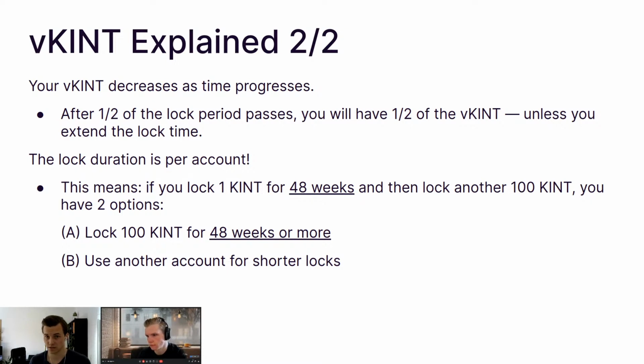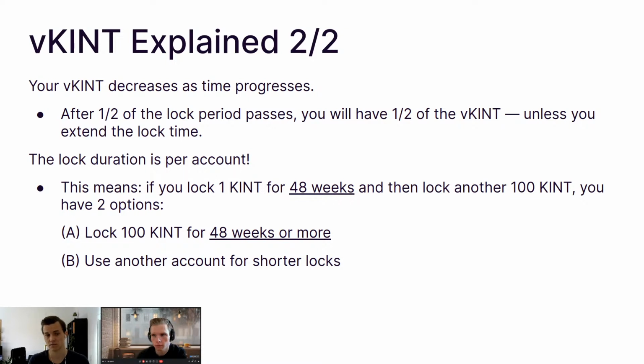The lock duration is per account. Now this is a very important thing to understand. This means that, let's say you lock 1 KINT for 48 weeks from your main account. And then you have a secondary account which has 100 KINT and you'd like to lock that for a shorter period. For example, for 2 weeks. Now you have two options. Either you accept that you have to lock your KINT for 48 weeks with your main account, right?